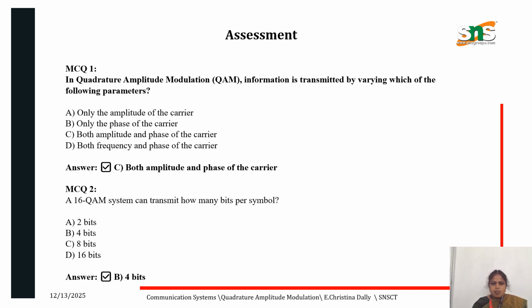In QAM, both the amplitude and phase of the carrier are varied by the parameters. What are the parameters we are using? And for example, if we take a 16 QAM system, 4 bits of data can be transmitted.